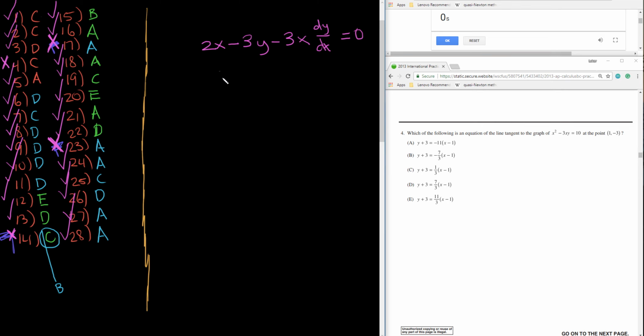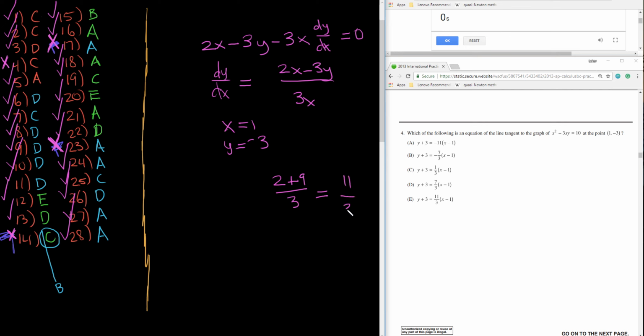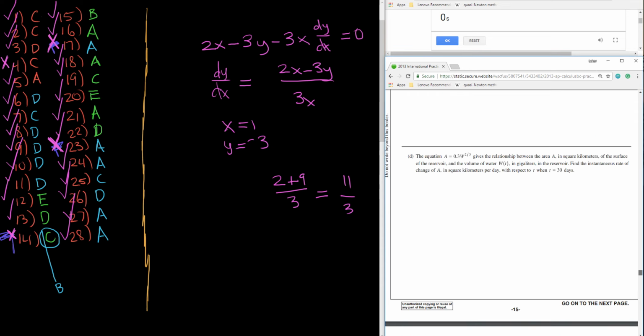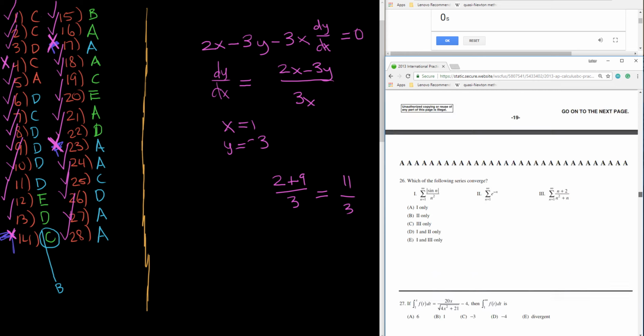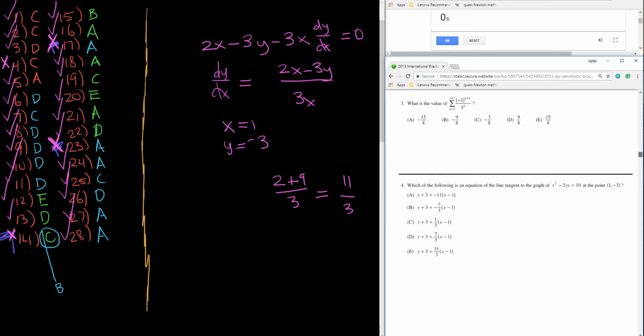Oh, so much silliness. So, let's see it. dy dx equals 2x minus 3y divided by 3x. I just added the 3x and was dividing by 3x. So at x equals 1, y equals negative 3, we get 2x is 2 plus 9 over 3. This is 11 thirds. Yep, answer E. Is that what they said it should have been? I bet it is. If we go back down to what they say answer 4 should have been, answer 4 should have been E. Yep, okay. Well, it's good to know that I can get it right.